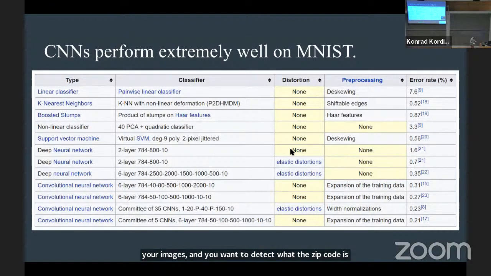He asked, what's distortion? Great question. So the data set has lots of these characters: 3, 4, 7, and so on and so forth. How should I train with that?